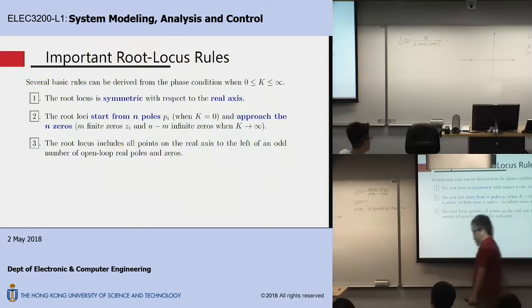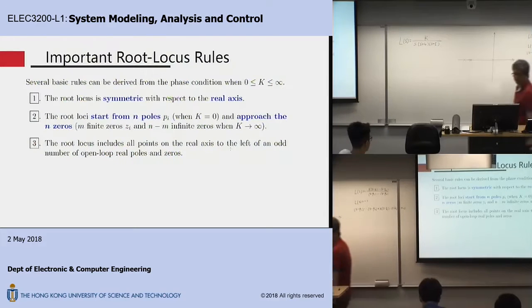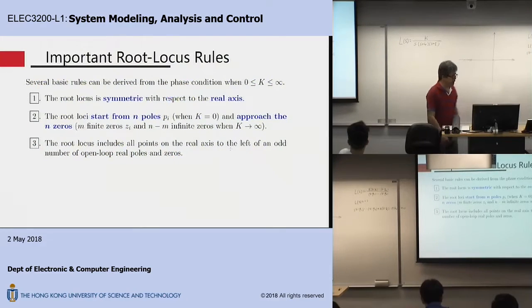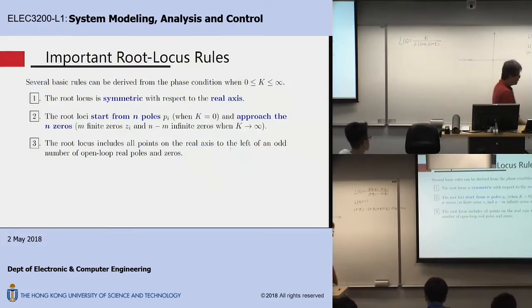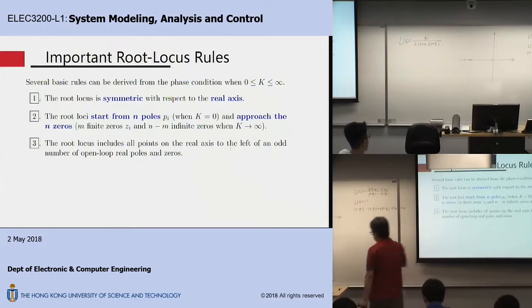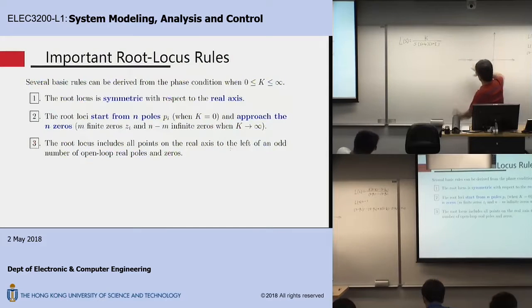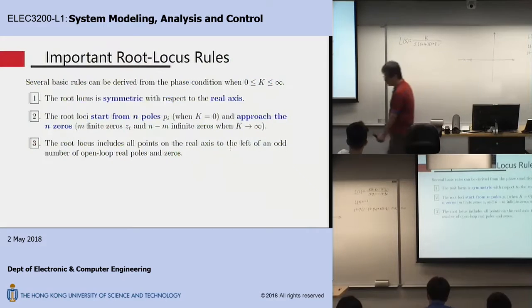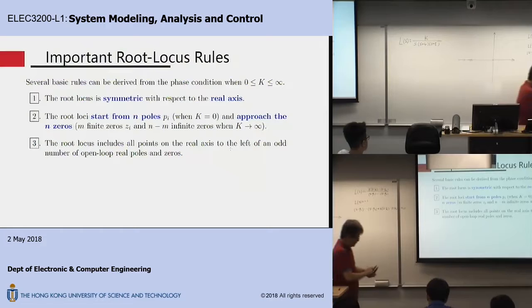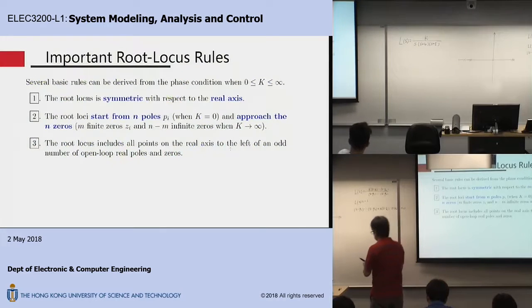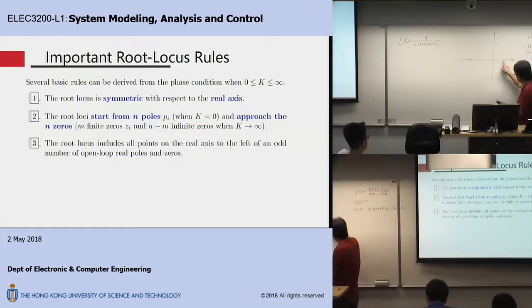The third rule, the third point actually, concerns the root locus on the real axis. So the root locus is basically a curve in the complex plane. What happens on the real axis? That should be easier to deal with. Okay, the real axis. We look at this part of the real axis.